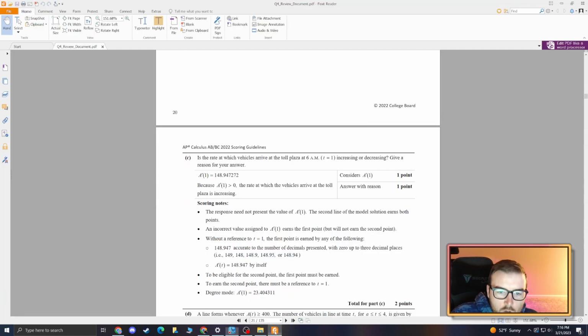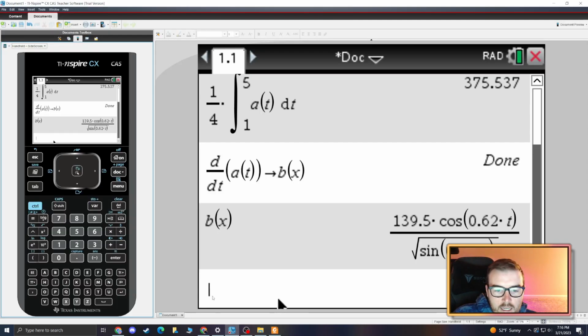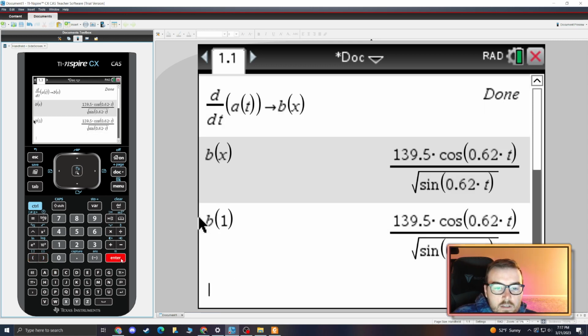But we don't care what the derivative is. What do we care about? We care if the derivative is positive or not. That means increasing. And if it's negative, that means decreasing. So you can see here that the answer, the digit they get is 148. Let's make sure that we get that. So remember, b is the derivative now. So if we take the number 1 and plug it into the derivative, if it's positive, it's increasing. If it's negative, it's decreasing. Oh, that spit out the exact answer.